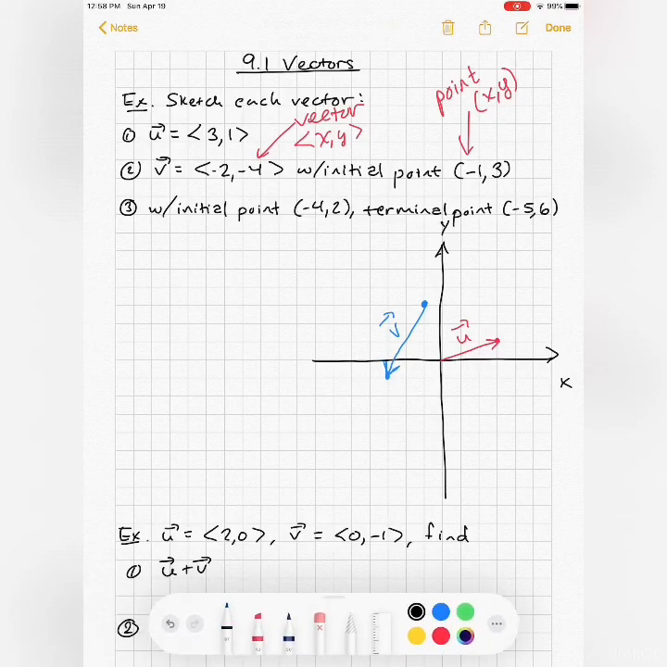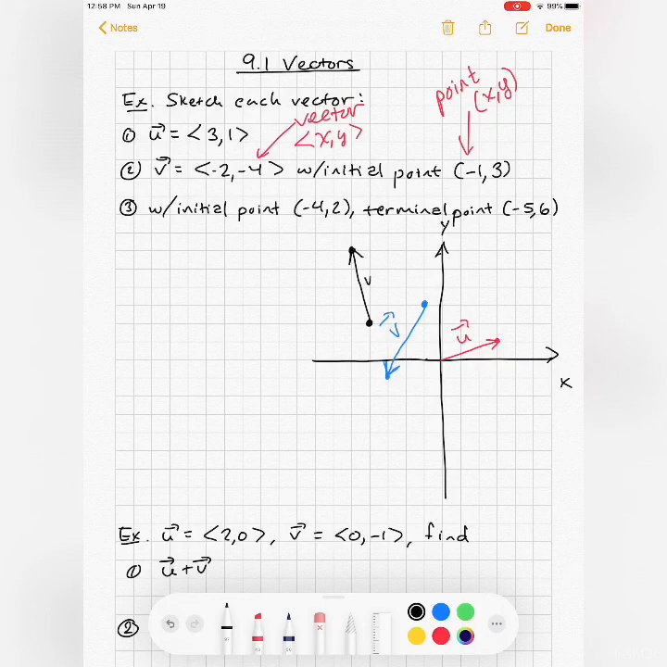Okay, initial point is (-4, 1), 2, 3, 4, 2. Terminal point is (-5, 6). It'd be here, right? So then from the initial point to the terminal point, I'd be going in that direction.